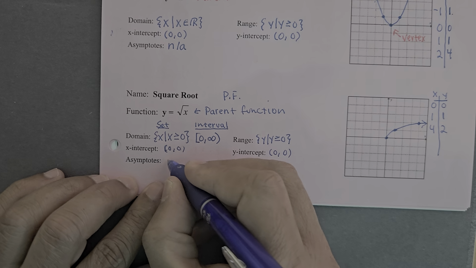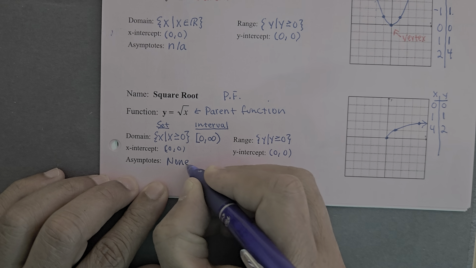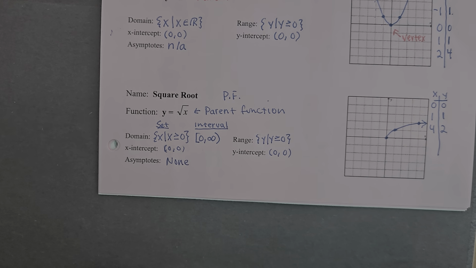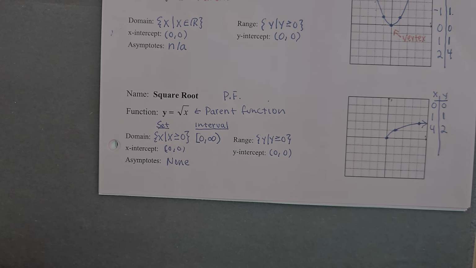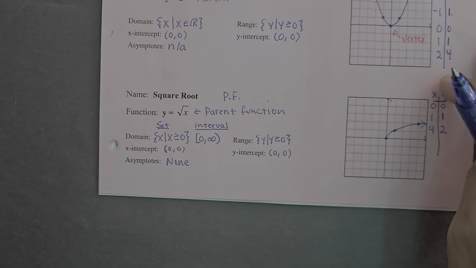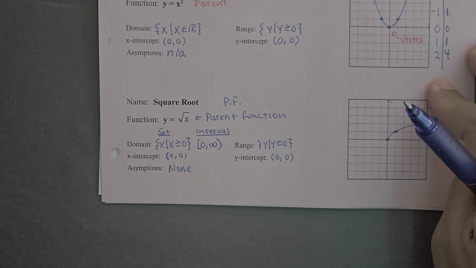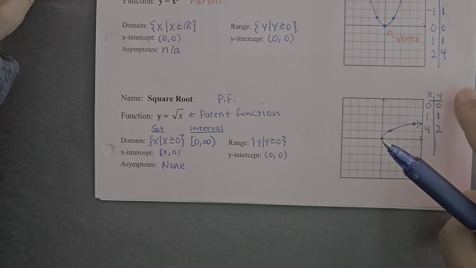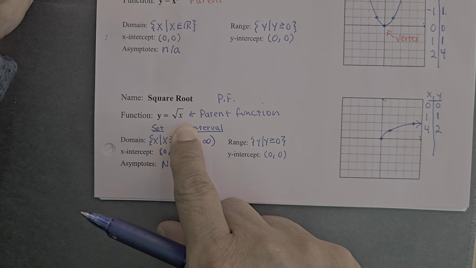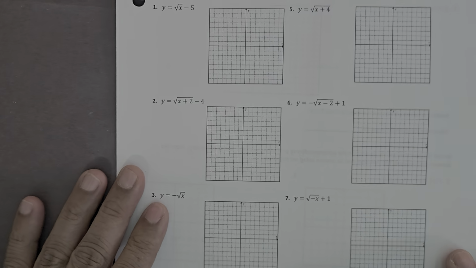Asymptotes, this one has none. Okay, so you won't see functions that have asymptotes until later on when we study exponential, logarithmic, and rational functions. So those are the only three that will have asymptotes. So I'm going to move this away, but I'll be referring to this table today for the parent function of the square root. Okay, so let's go to this paper now.